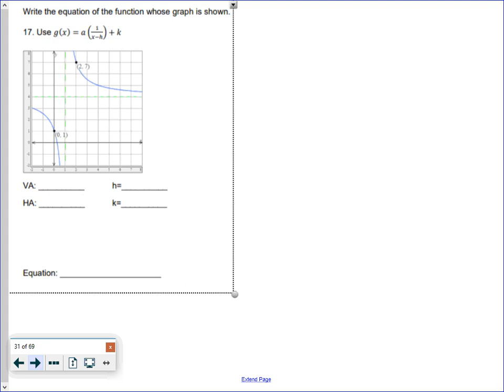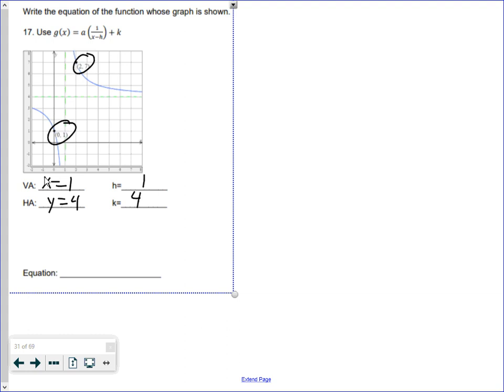So number 17, write the equation of the function whose graph is shown. So we're given our points, we're given our asymptotes, and we need to figure out what our equation is going to be. Right? So I see that these two green lines are our asymptotes. So I see I have a vertical asymptote at x equals 1 and a horizontal asymptote at y equals 4. And remember, vertical asymptote is x equals h, so our h is 1, and horizontal is y equals k, so our k is 4. So we have our h and our k, and we have 2 points over here, (2, 7) and (0, 1). So we also have our x and our y. So we're going to plug all these in, and we're going to figure out what our a is going to be. All right?